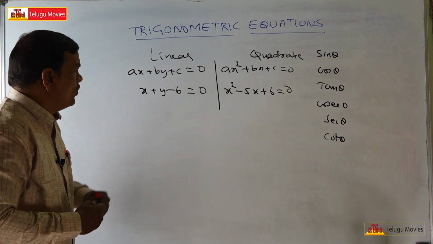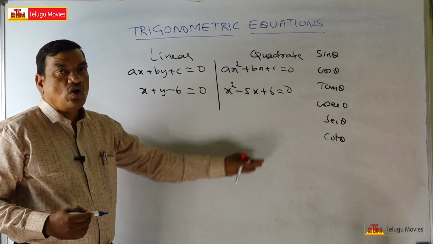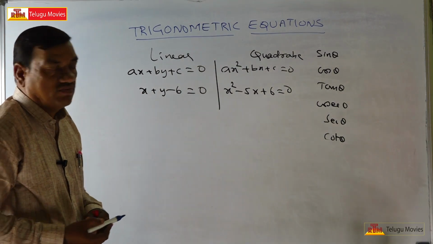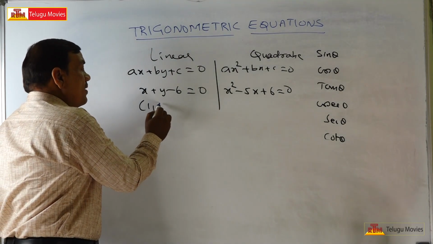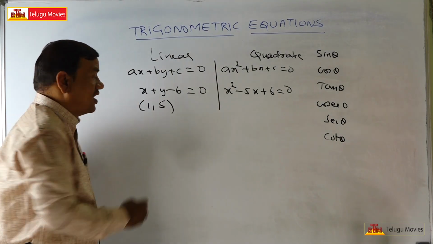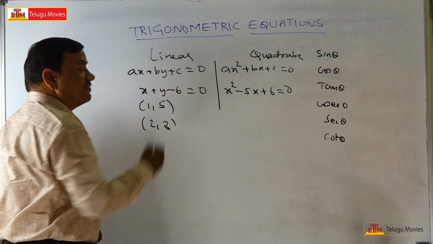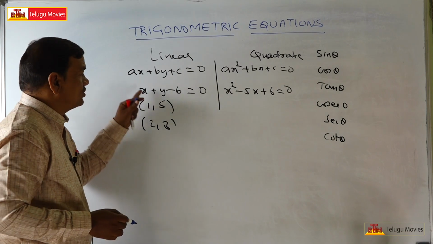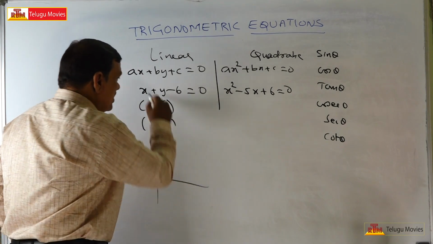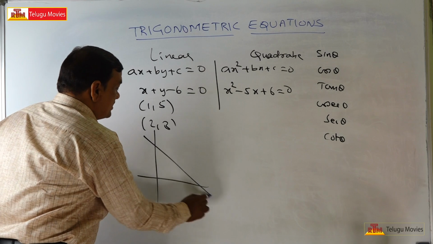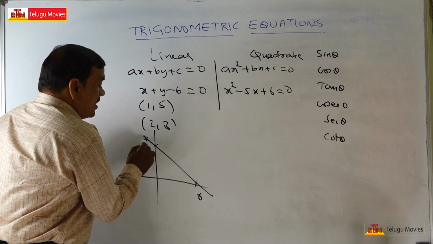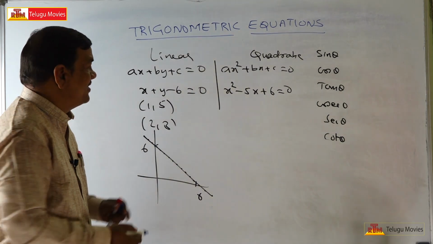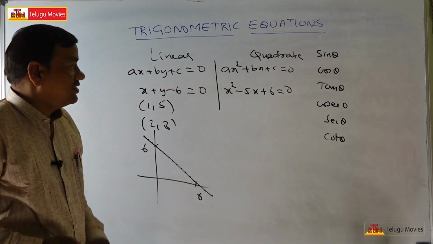Now you know how to solve these equations. Particularly, the linear equation has an infinite number of solutions. For example, 1 comma 5 will satisfy this equation, and 2 comma 3 also satisfies this equation. So you will get different values. If you draw the graph, your x-intercept is 6 and y-intercept is 6. Every point on the straight line is a solution for that equation.